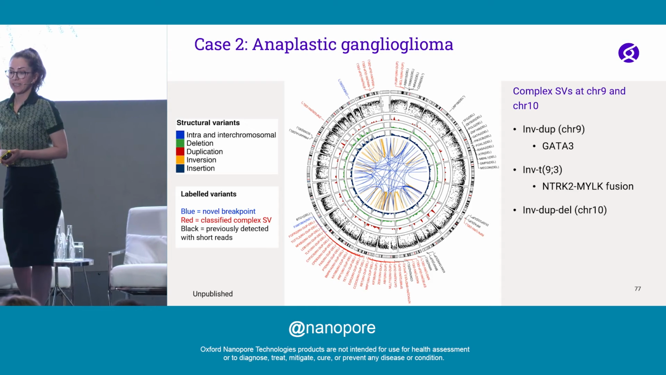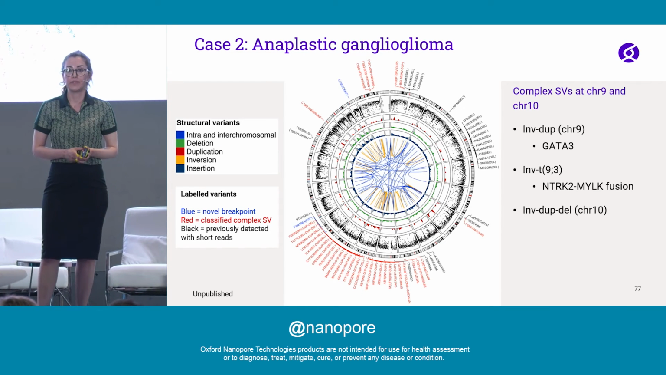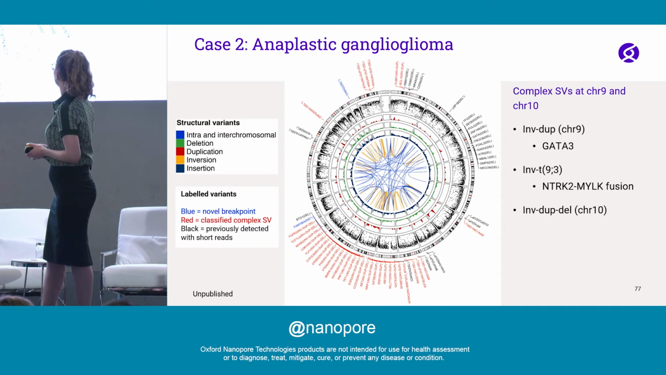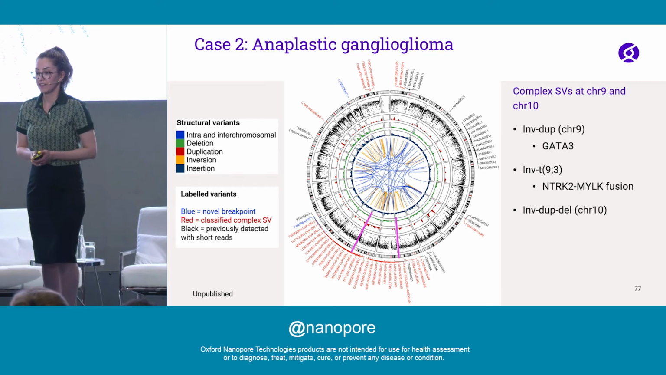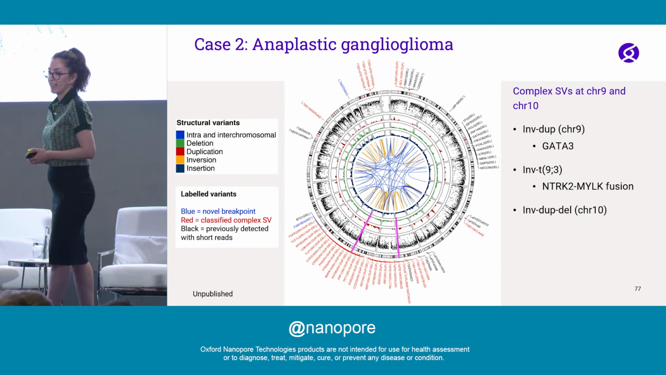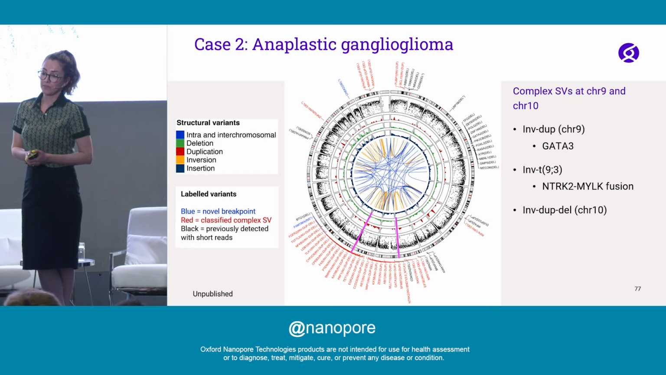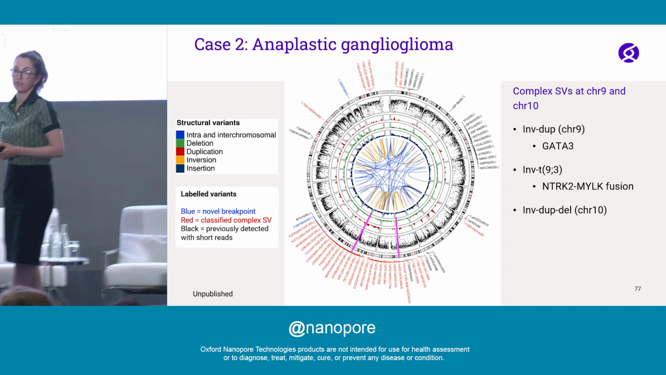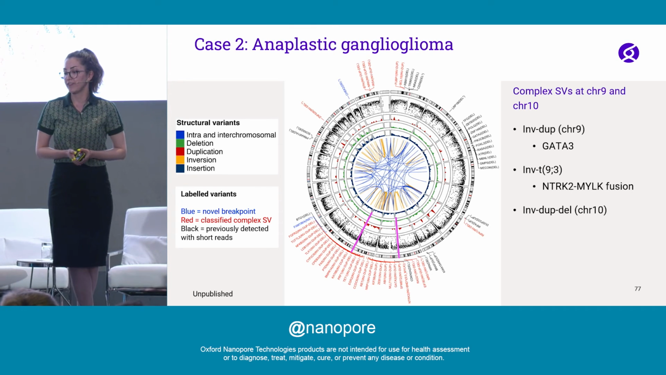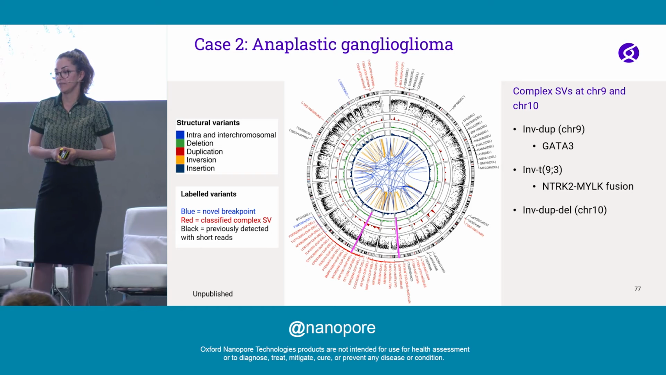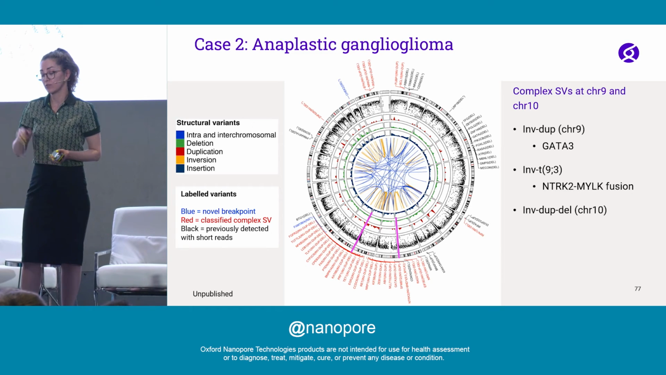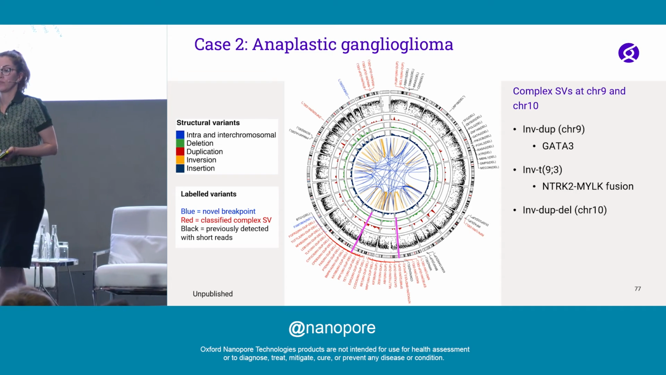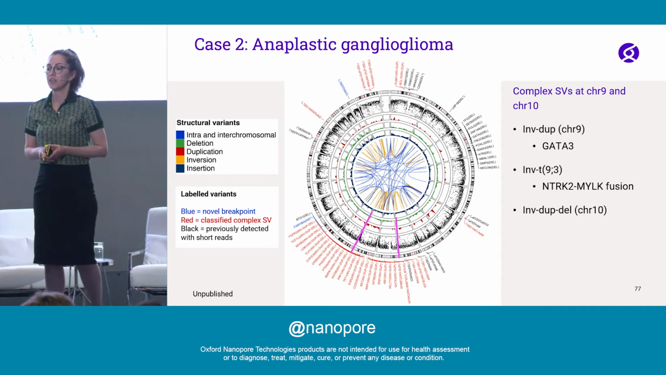This is the second case, anaplastic ganglioglioma, which is a very rare brain tumor. This is another example, so the colors are the same. As you can see, there is a very, very complex chromosome 9 and 10. Interestingly, we could identify an inverted duplication in chromosome 9 in which GATA3, an important driver gene in cancer, was affected. Also, we identified an inverted translocation between chromosome 3 and chromosome 9, which was leading to a fusion gene of NTRK2, and NTRK2 is quite an important gene in cancer.